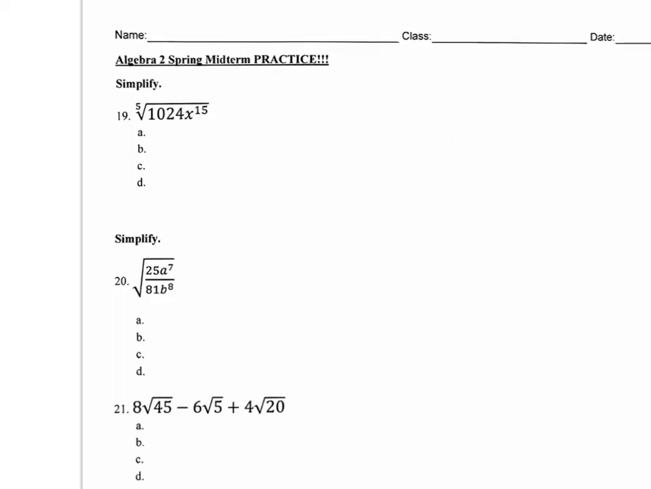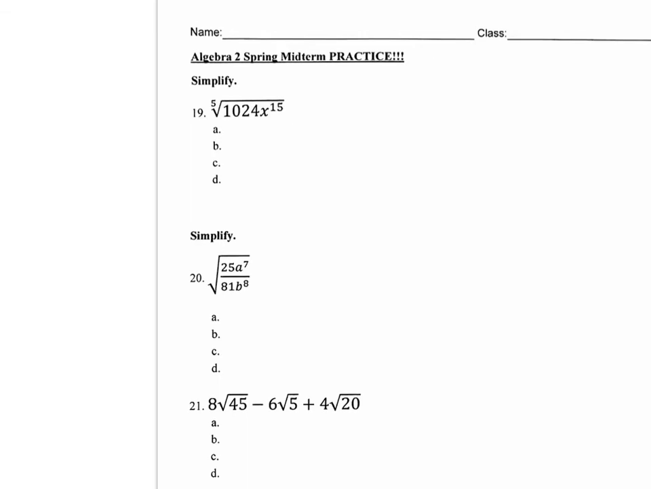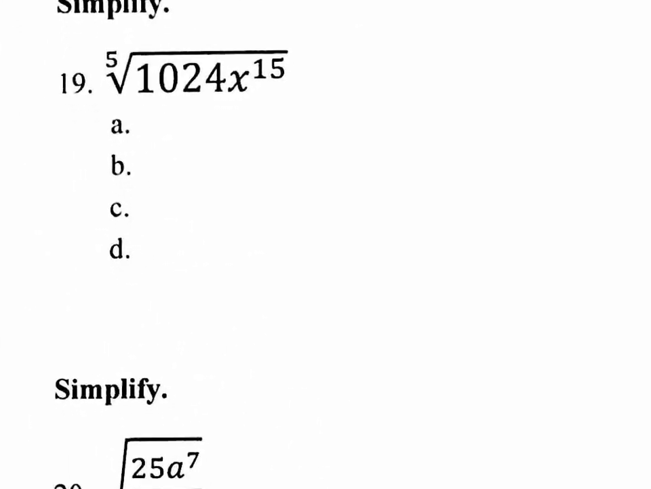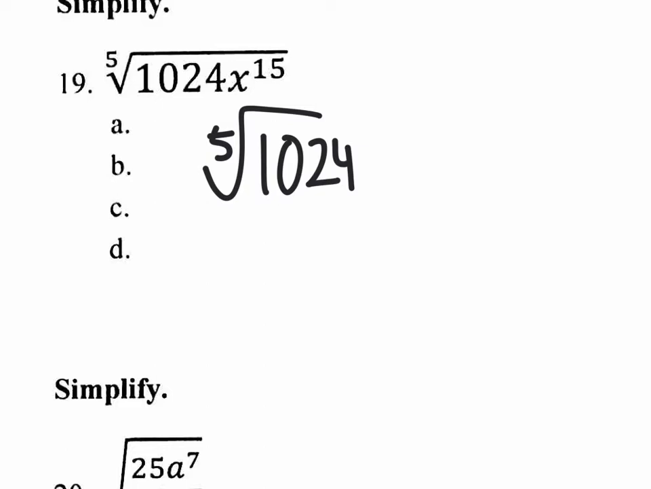So, number 19. We have a radical. What can we do with the roots? Split them up. That's right. I said square root, I'm sorry, this is a fifth root. We're going to split up that fifth root. So you really have the fifth root of 1024, which I don't even know what that is, to be honest with you right now. And we're going to split the fifth root over here to the x to the 15th.